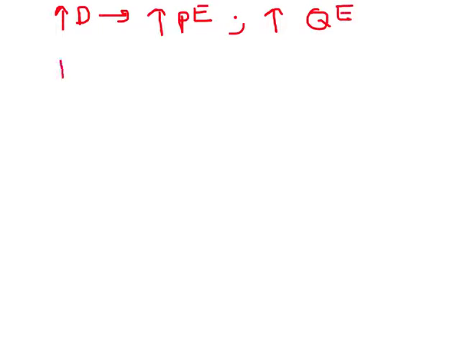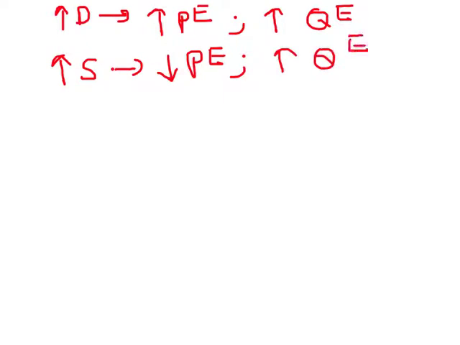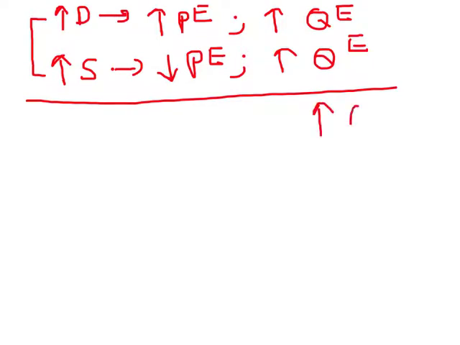To summarize, when there is an increase in demand, there is an increase in equilibrium price and equilibrium quantity traded. And when there is an increase in supply, there is a decrease in equilibrium price and an increase in quantity traded. Now suppose both demand and supply curves increase at the same time. What can you expect? Both of them have done so. One thing we know for sure is there will be an increase in quantity traded.